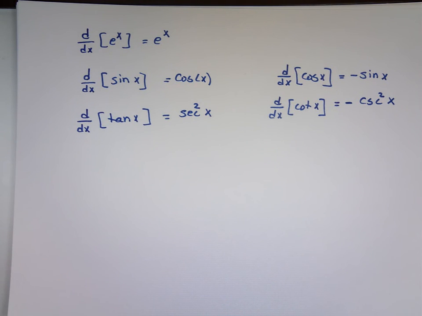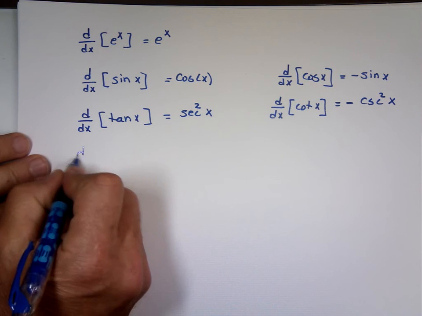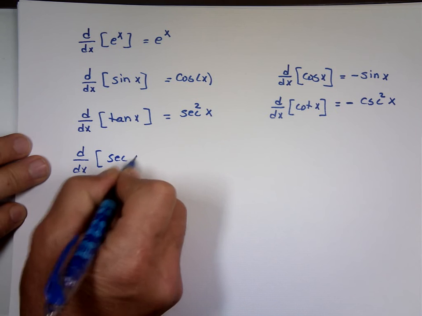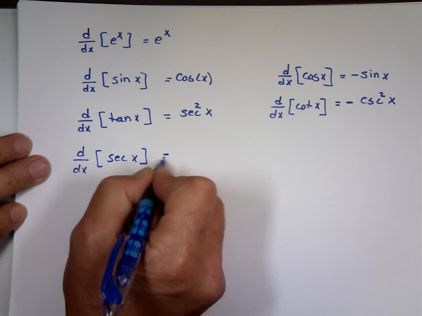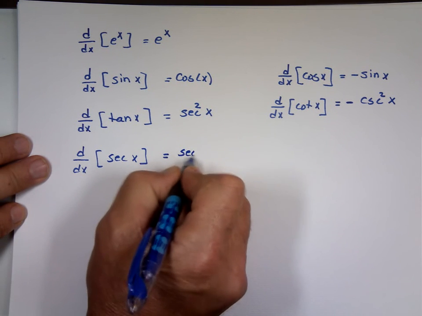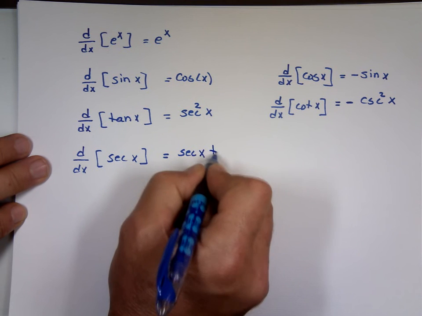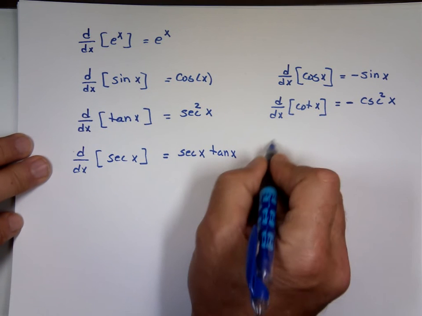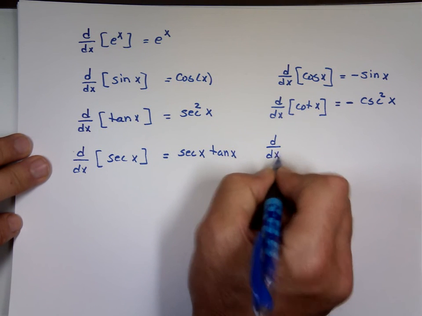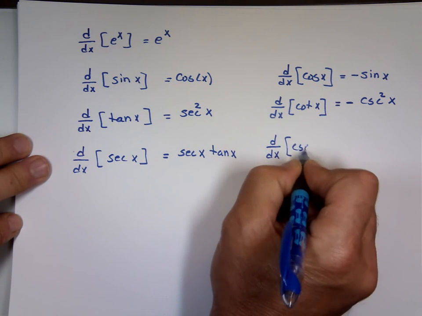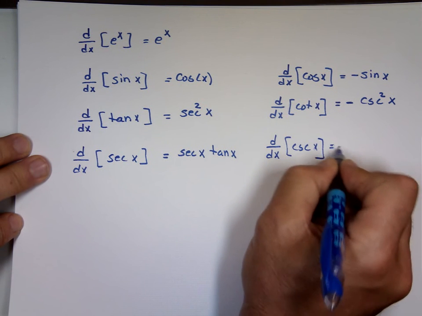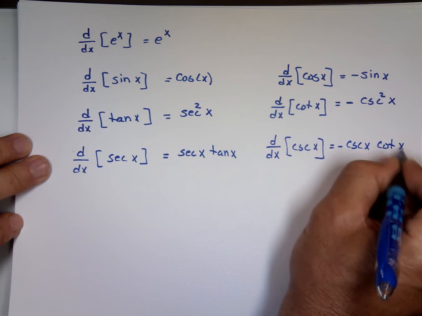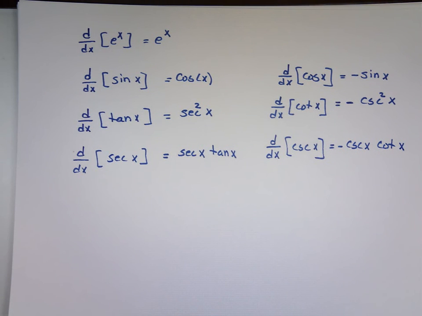The derivative of secant x is secant x tangent x. I can derive that too using the quotient rule. And the derivative of cosecant, it's negative cosecant x cotangent x. This is what we need to memorize.